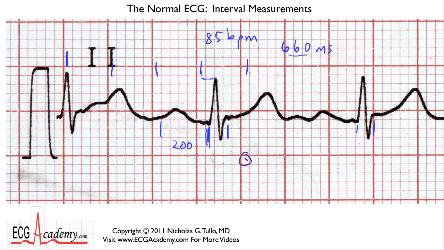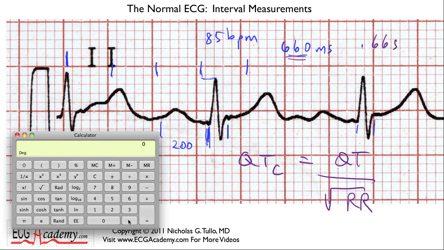So remember, the QTC is equal to the QT over the square root of the R to R in seconds. We have 660 milliseconds, so that comes out to 0.66 seconds. So we take the R to R in seconds, which is 0.66. Take the square root of that, 1 over that number, times the QT that we measured, which we said was 350 milliseconds, and that gives you 430, which is pretty normal.